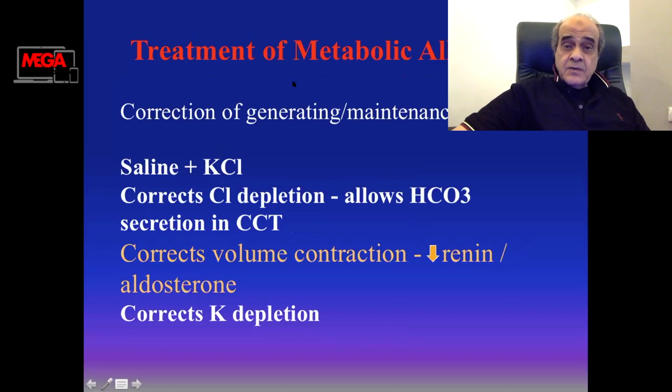Treatment of metabolic alkalosis, of course, we will give saline, especially in patients exhibiting low chloride concentration in urine, or hypochloremic patients. They are responders to saline infusion, plus potassium chloride to correct the hypokalemia, correct the chloride depletion, allow bicarb excretion in the collecting duct, and correct volume contraction, because you will decrease the renal aldosterone secretion, which is the main precipitating factor in contraction alkalosis. Correct potassium depletion.